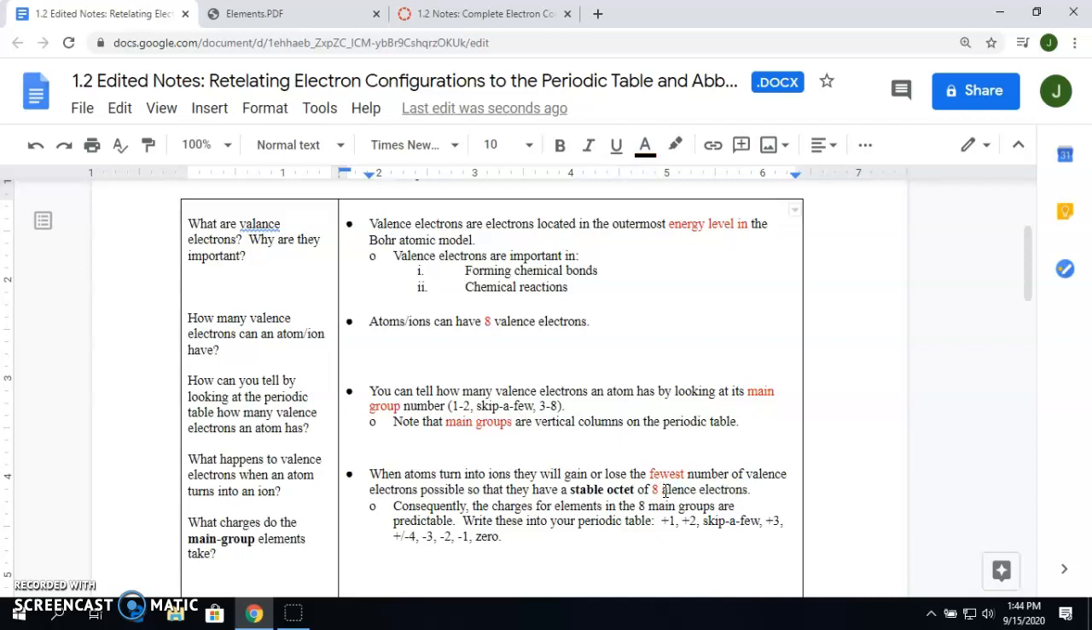So remember, in the last unit we said that when atoms turn into ions, they gain or lose electrons, never protons. Now we're expanding that definition and saying when atoms turn into ions, they'll gain or lose the fewest number of valence electrons possible, so that they have what's called a stable octet of 8 valence electrons.